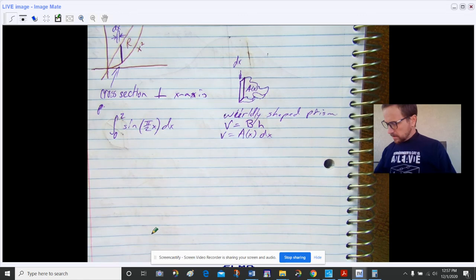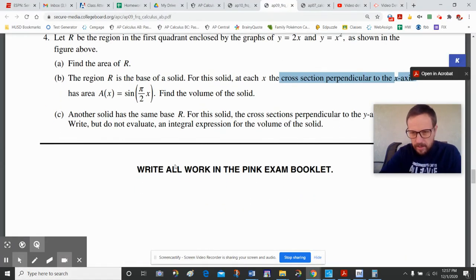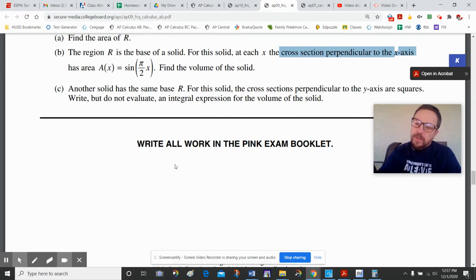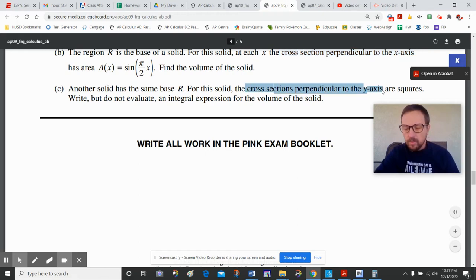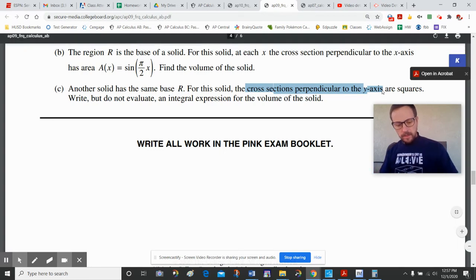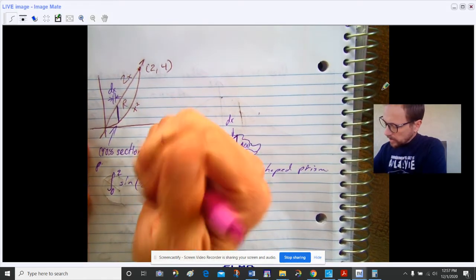All right, now let's take a look at another one. Another solid has the same base. So we got another block of cheese. Let's say it's mozzarella. Love that stuff. So cross sections are perpendicular to the y-axis. Cross sections perpendicular to the y-axis. All right, so let's go with pink.